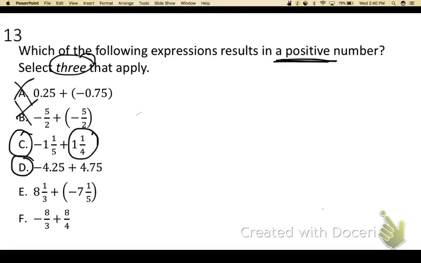If I look at E, we still haven't found 3, so I got to keep going. 8 1/3 plus negative 7 1/5. Again, different signs. Subtract, keep the sign of the larger number. 8 1/3 is the larger number. I have 3 now, so I can be done.